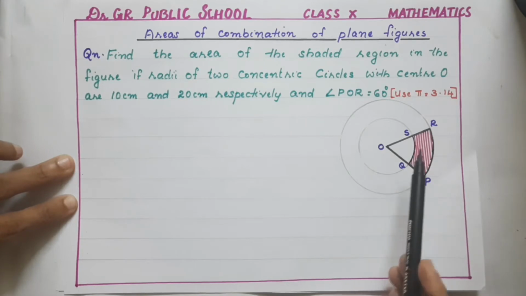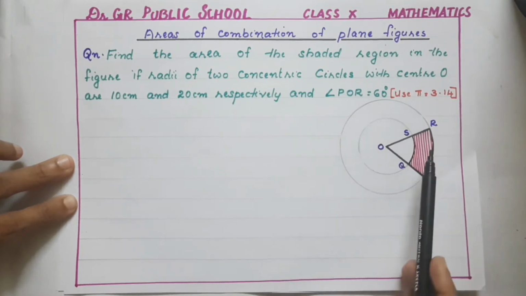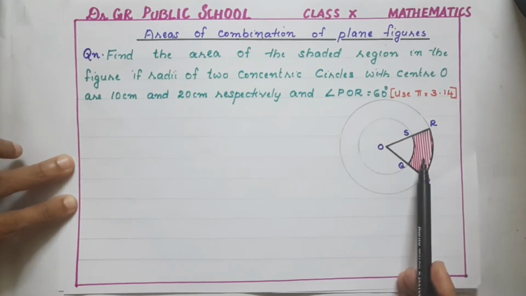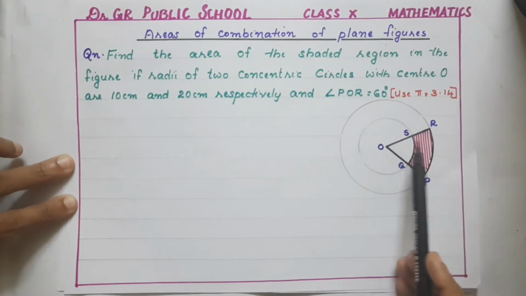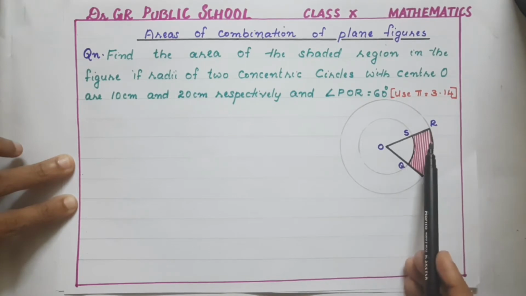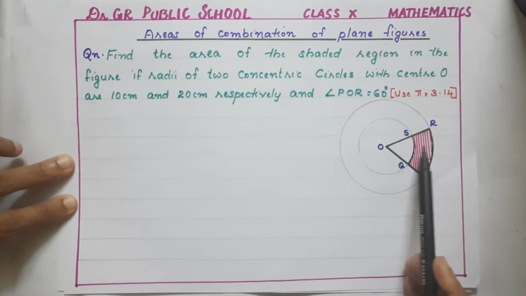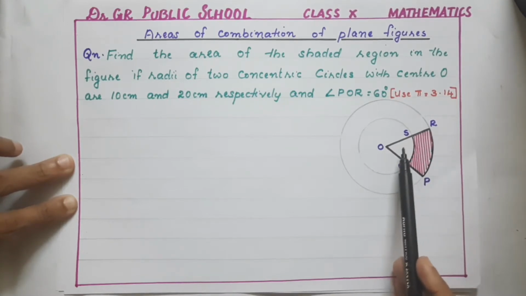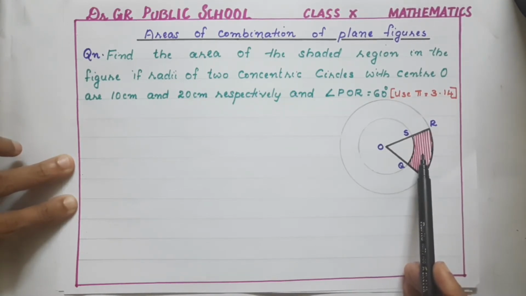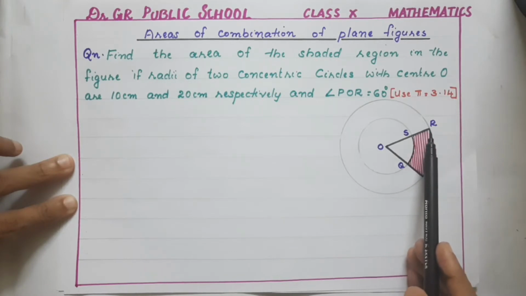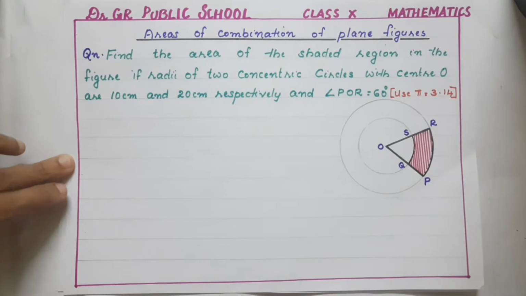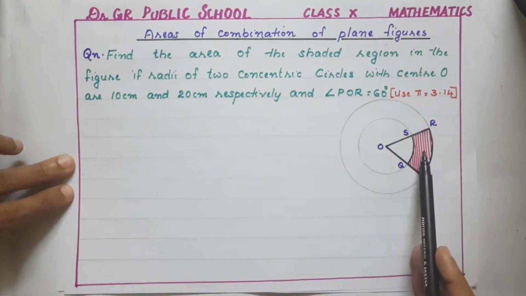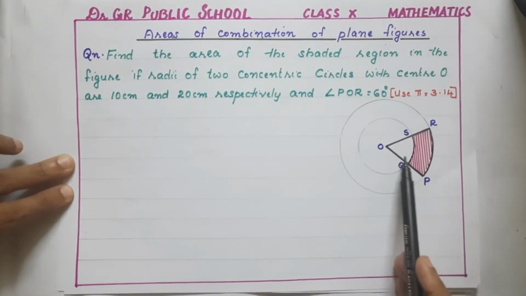See, children, look at this figure. Here you can see the shaded region. It is coming in between these two circles, isn't it? This is a portion between these two circles. But in which special figure is the shaded region? You can see a sector here, isn't it? You can see a sector. This region is inside this sector.